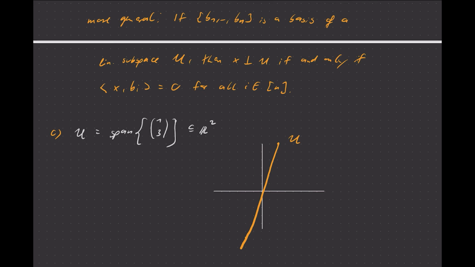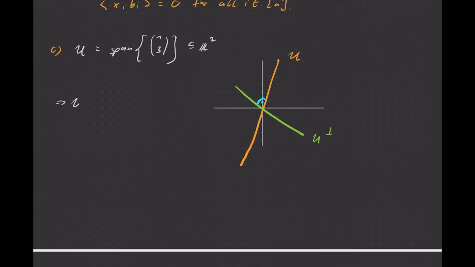Well, in this case, it's easy to see that the only vectors that are perpendicular to U are, of course, the ones that lie on this line here. So this should be the orthogonal complement. And again, you can see there is this 90-degree angle between those two. So we have two lines that are perpendicular to each other in this special case here. Right, so here we have U ortho is, in that case, the span of -3, 1.